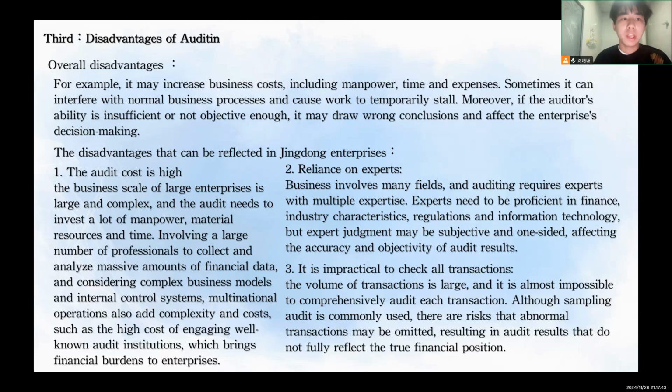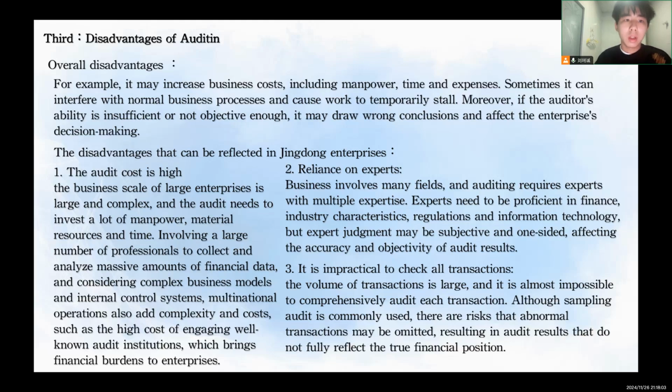The business involves many fields and requires complex instruments. Expert judgment may be subjective and one-sided, affecting the accuracy and objectivity of the audit results, and a comprehensive audit is not realistic.